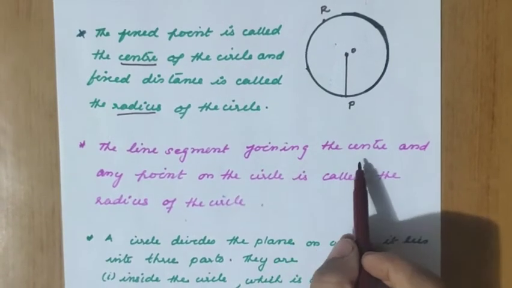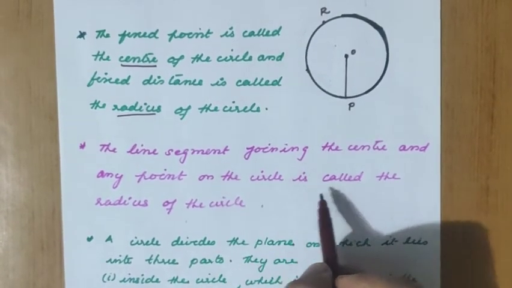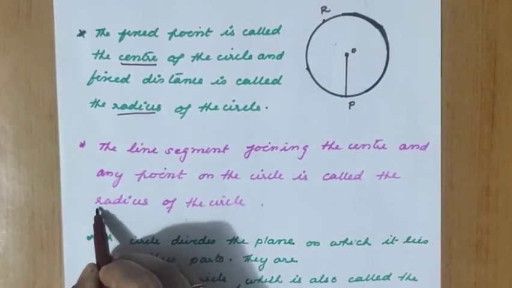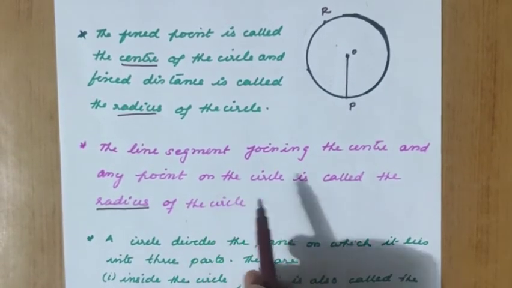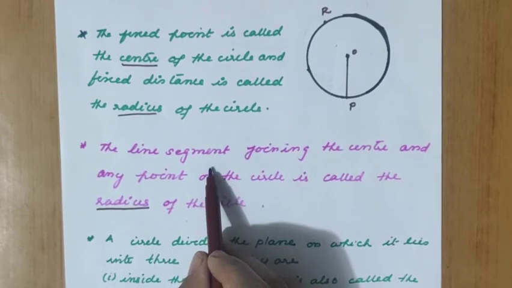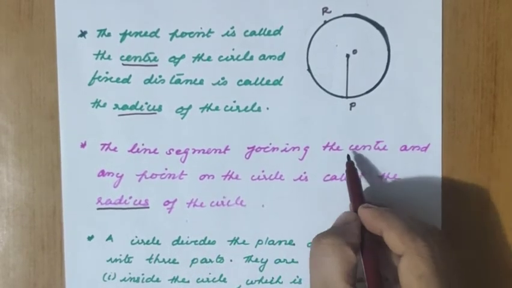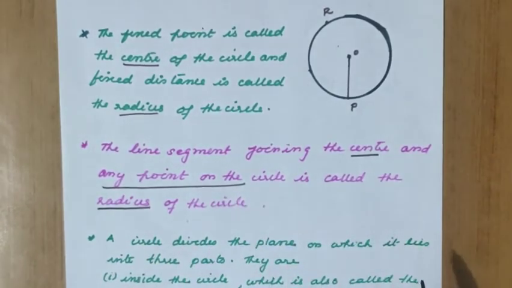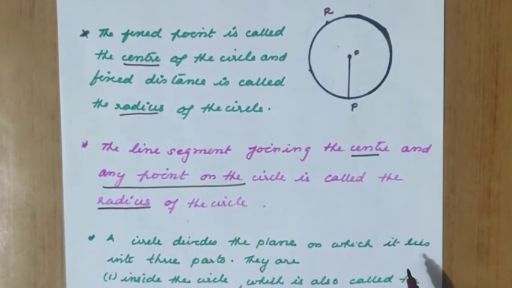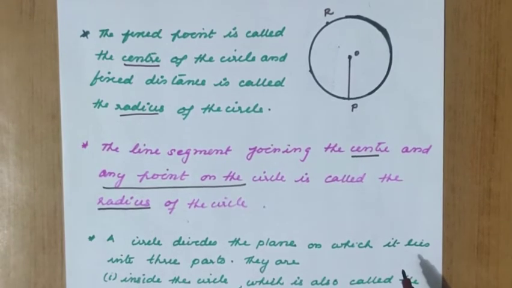The line segment joining the center and any point on the circle is called a radius. We have already discussed the fixed distance. It's called a radius. More clearly, the definition says that the line segment joining the center and any point on the circle is called the radius of the circle. In lower class we have learned this, and it is the same here also. We are just doing the revision.